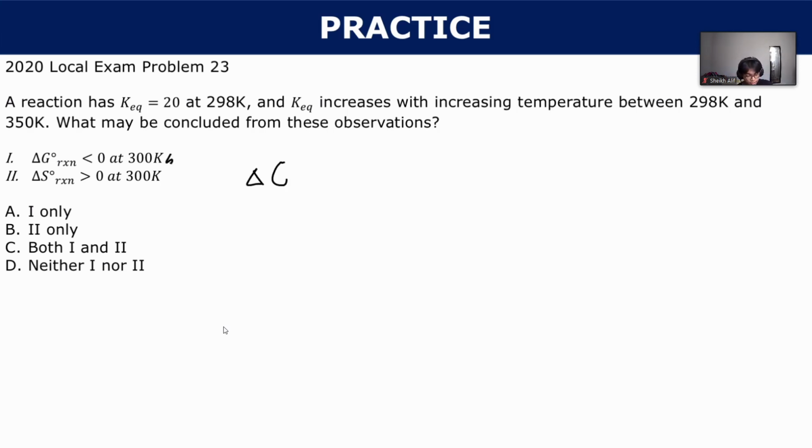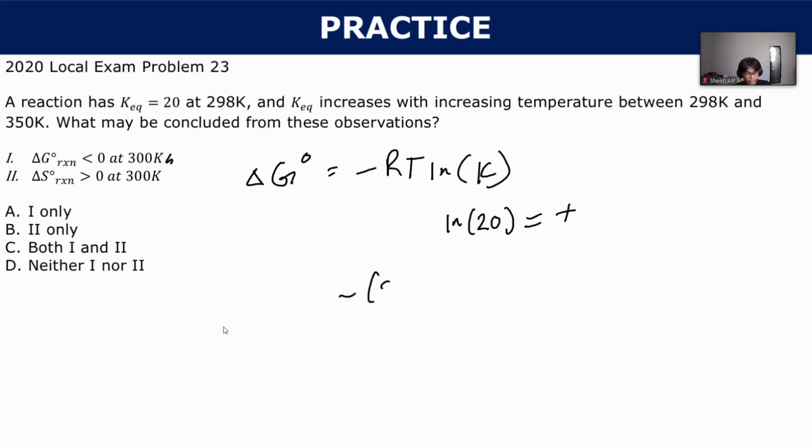The change in free energy is equal to minus RT times the natural log of K. This bit is important because we're told that the equilibrium constant increases, so it's going to stay at 20 or higher. The natural log of 20 is going to get us a positive value. If you have a positive value times 8.3145 times the temperature, which is another positive value, then a negative times a positive is going to be a negative.